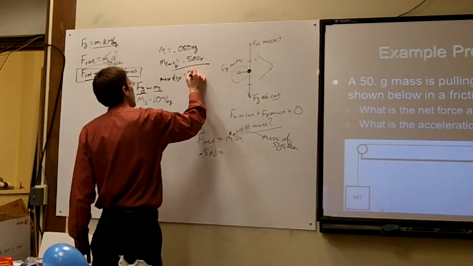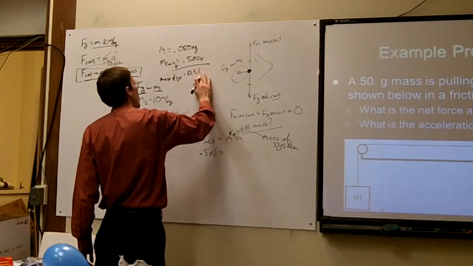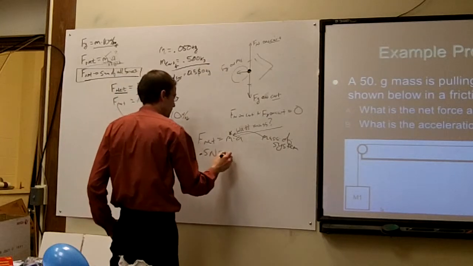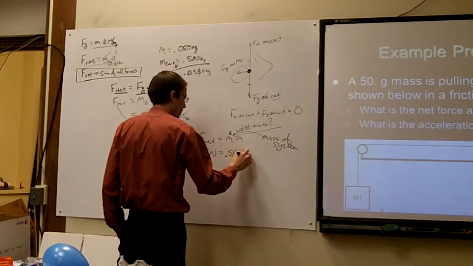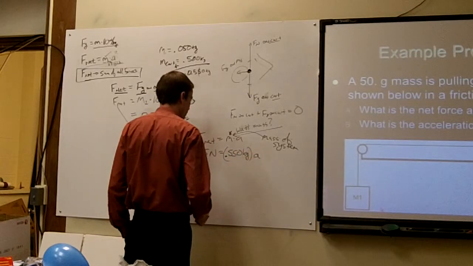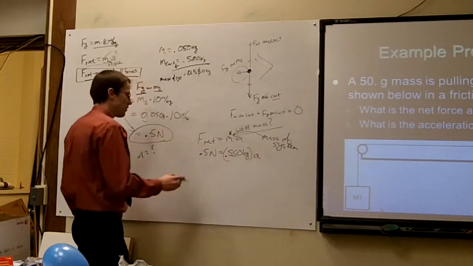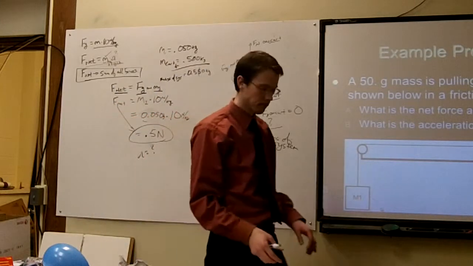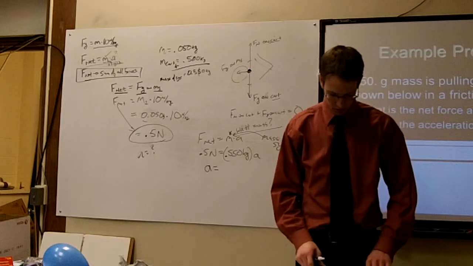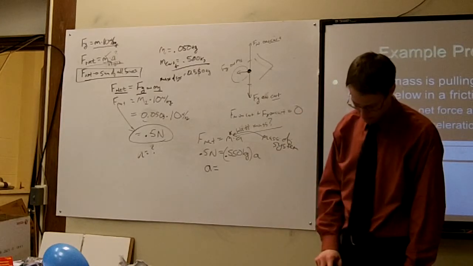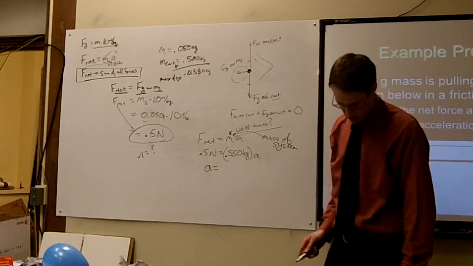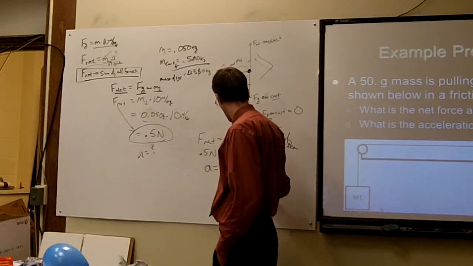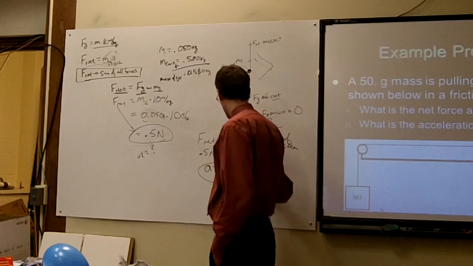you get 0.550 kilograms times our acceleration. So now you just got to solve for a. Divide both sides by 0.550, and that gets you 0.91. Just round it. Meters per second squared.